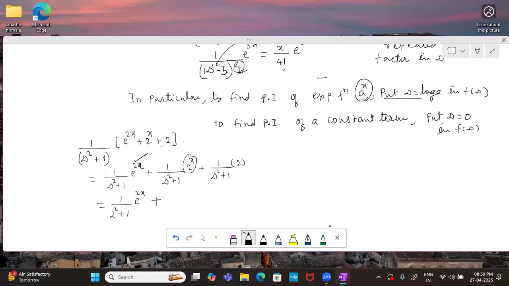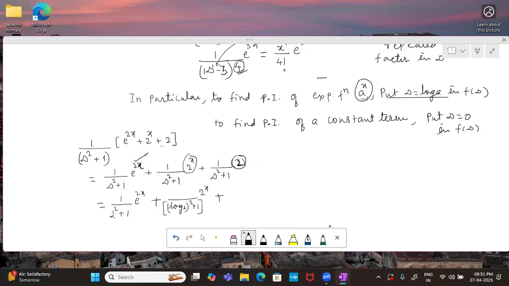What is the working rule? Put D is equal to log a. Here also put D is equal to log a. Means log 2. So log 2 square plus 1 operating on 2 raised to x plus, that is the second PI. Now the third term is 1 upon D square plus 1 into 2. 2 is the constant term because this term is free from x. That's why it is a constant one.